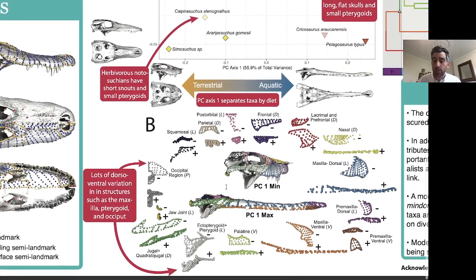We separated out each different bone or region of the skull and looked at the variation there. And again, you can see there's a lot of variation in the dorsoventral features of many of these elements, especially that pterygoid here, the occipital region here, and some other regions such as the maxilla, for example. Taxa that sit low on PC1 have very tall maxillae, and taxa that are high on PC1 have very dorsoventrally compressed maxillae. So this is showing us that it's really important to capture the anatomy of these animals in 3D.